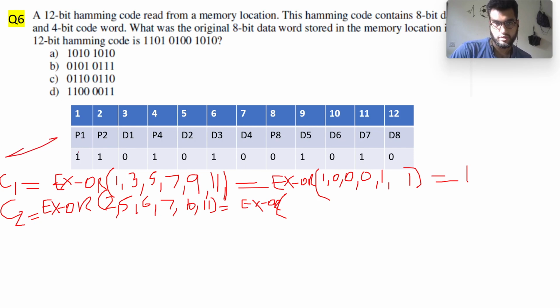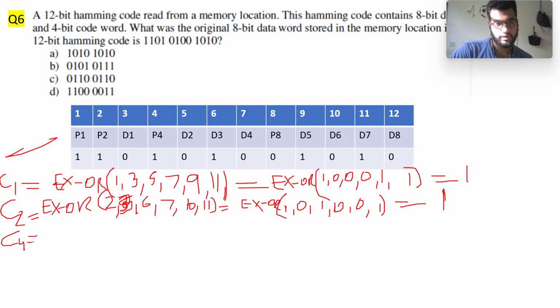So this is XOR. 1. So 3 is also 3. 4 plus 1, 3. So this is 3. 1 0, 1 0, 0 1. So this thing is also equal to 1.